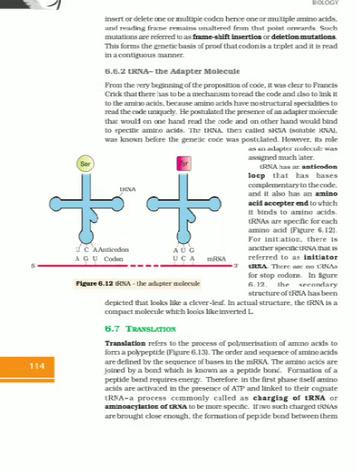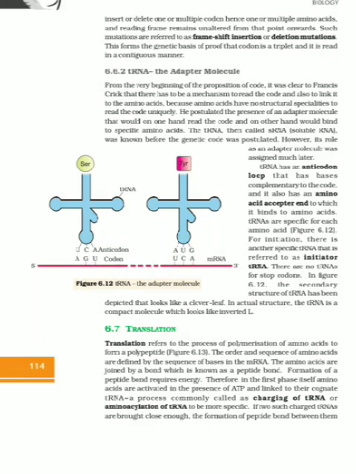Translation. Translation refers to the process of polymerization of amino acids to form a polypeptide. The order and sequence of amino acids are defined by the sequence of bases in the mRNA. The amino acids are joined by a bond which is known as a peptide bond. Formation of a peptide bond requires energy.